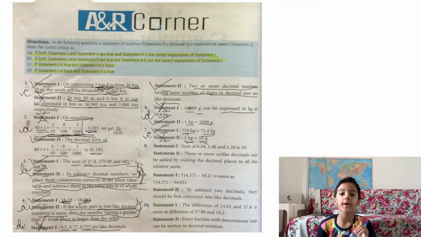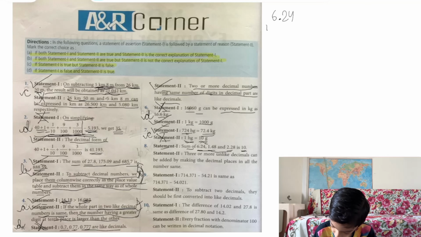Question 8, statement 1. Statement 1. Sum of 6.24, 1.48 and 2.28 is 10. So first we'll do the sum of these three decimals and then we'll verify with their sum. We'll write. So now let's add.